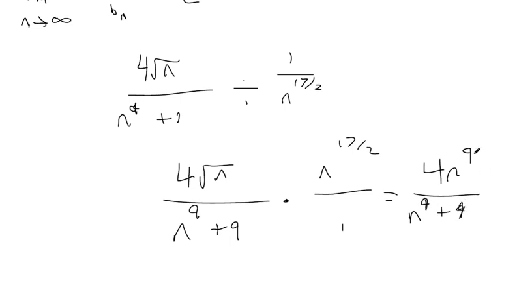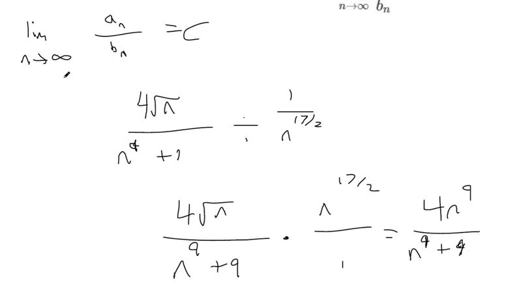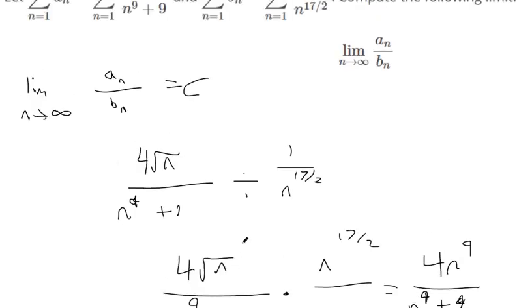These powers are the same, right? So as n goes to infinity, we learned in pre-calculus that if the exponents are the same, then it doesn't matter what's happening over here. The limit is going to be a ratio of the leading coefficients because these are going to keep pace with each other. The only difference is going to be times 4 in the numerator, times 1 in the denominator. So C is 4 for this problem.